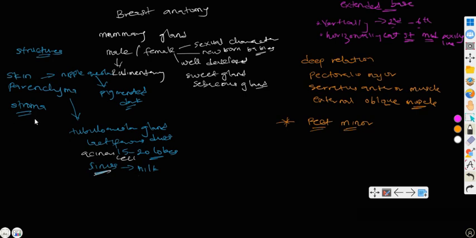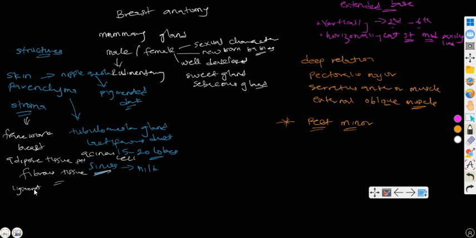What about the stroma? The stroma presents the framework of the breast. It is composed of adipose tissue and fibrous tissue. The adipose tissue is actually known as fat tissue. Fibrous tissue is actually the ligaments.